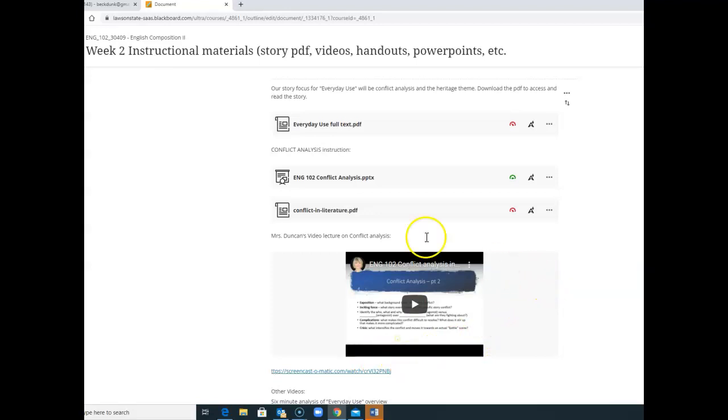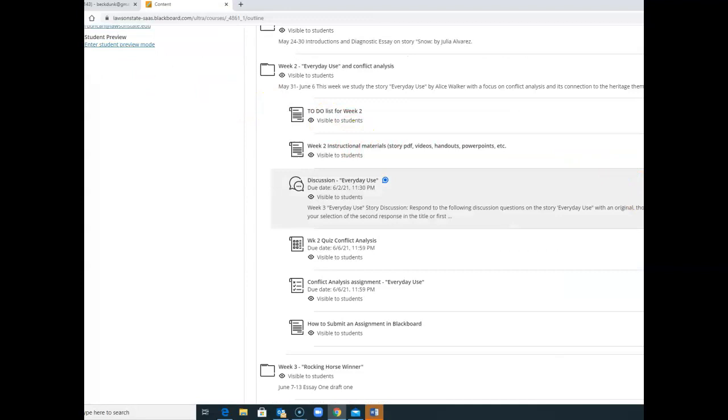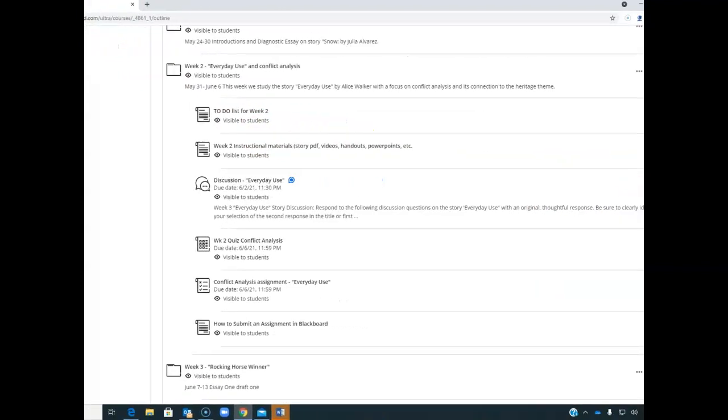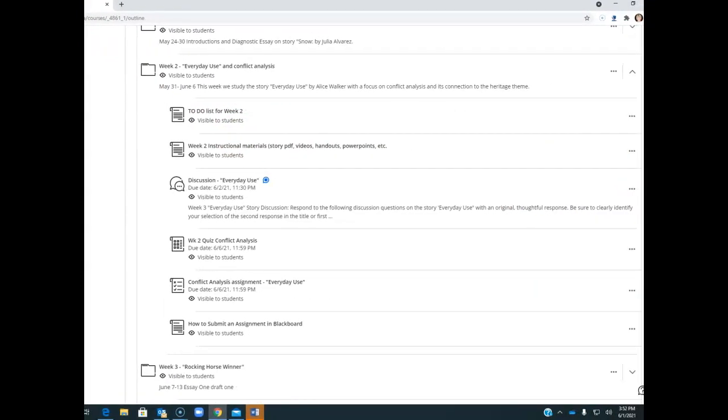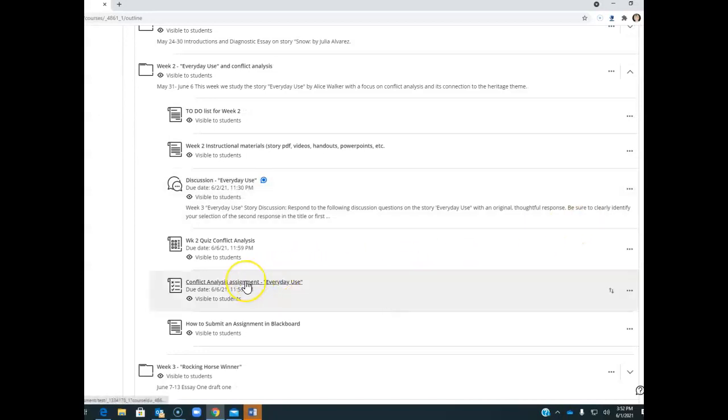And how we'll think about all of our stories actually is through conflict analysis. And sometimes you start with what's on the surface and the individuals, and then you look beneath. And so there's a specific assignment. Before I jump ahead to that, though, you have to watch those materials and read your story to be able to take your quiz. Okay, so there's a quiz on the conflict analysis as it pertains to the story, and then you're going to apply the conflict analysis terms to the story Everyday Use.